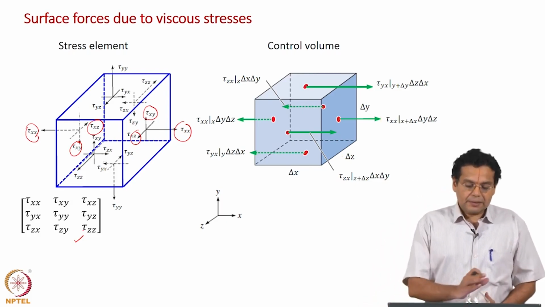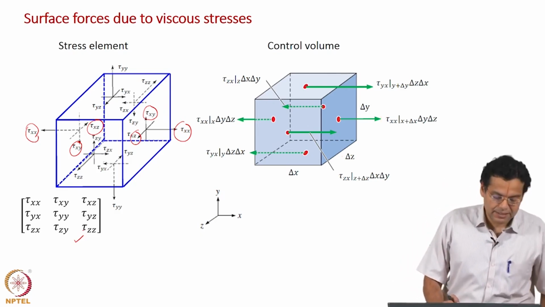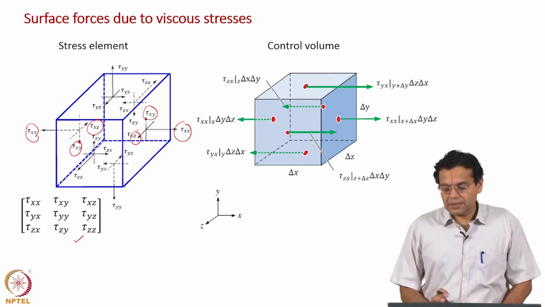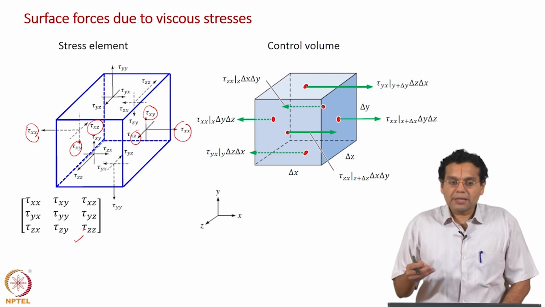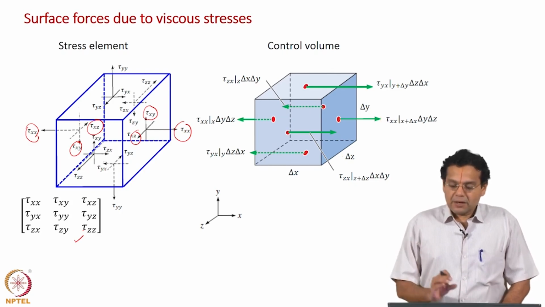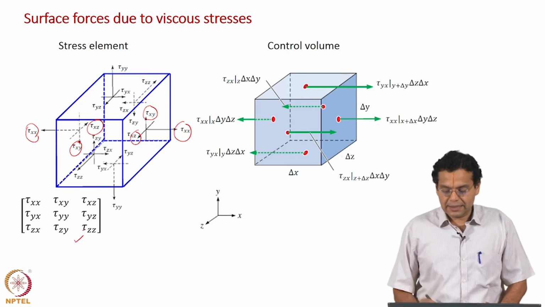Now, there are several components, 9 components of the viscous stress tensor. What is it that is represented on the right hand side? Because we are deriving the linear momentum balance in the x direction, on the right hand side only the forces acting along the x direction because of viscous stress are represented. Okay.